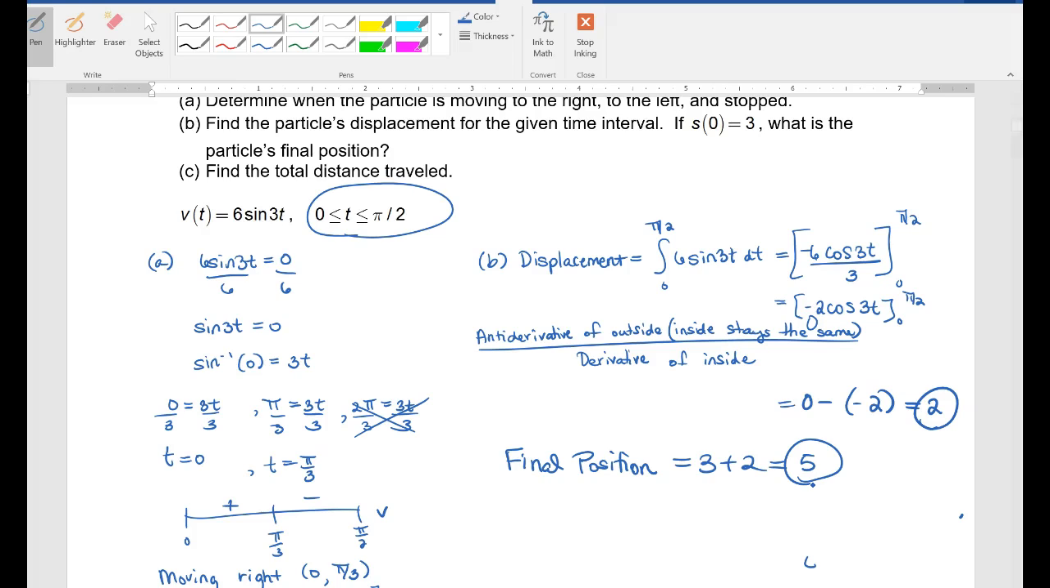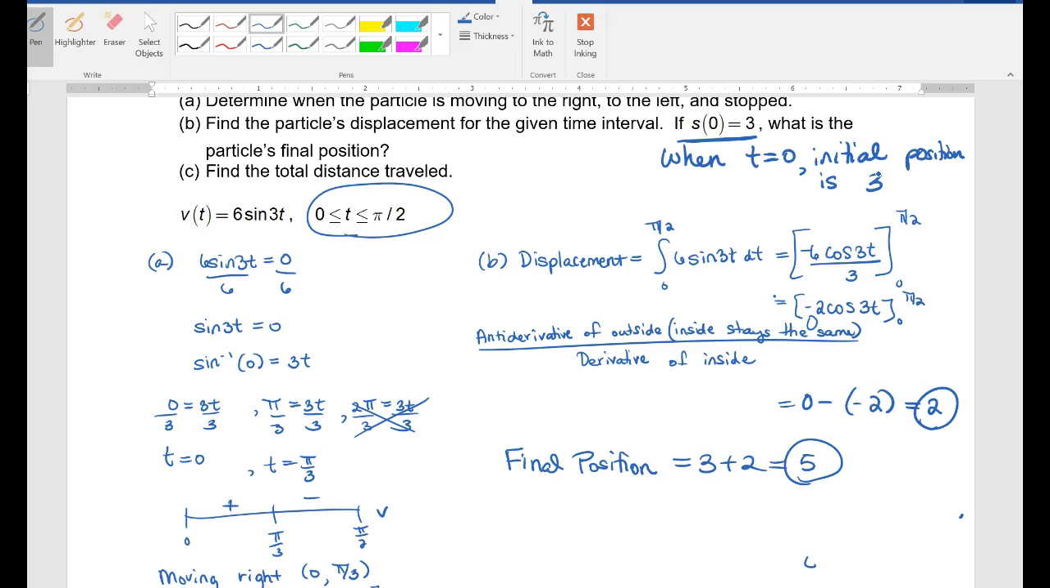Why is it 3 plus 2? So we started at a position when t equals 0, initial position is at 3. Okay. So the particle starts out at 3, and then the displacement is 2. So we add those two together. Okay? Are we all right with that?